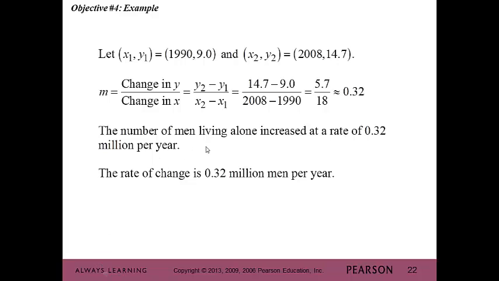So then it says the number of men living alone increased at a rate of 0.32 per year. Since x is in years, this is per year. Just like the example of miles per hour, for 1 hour, how far can you travel? This problem says how many men live alone per year. Well, it increases at a rate of 0.32 per year. So the rate of change is 0.32 million men per year living alone.